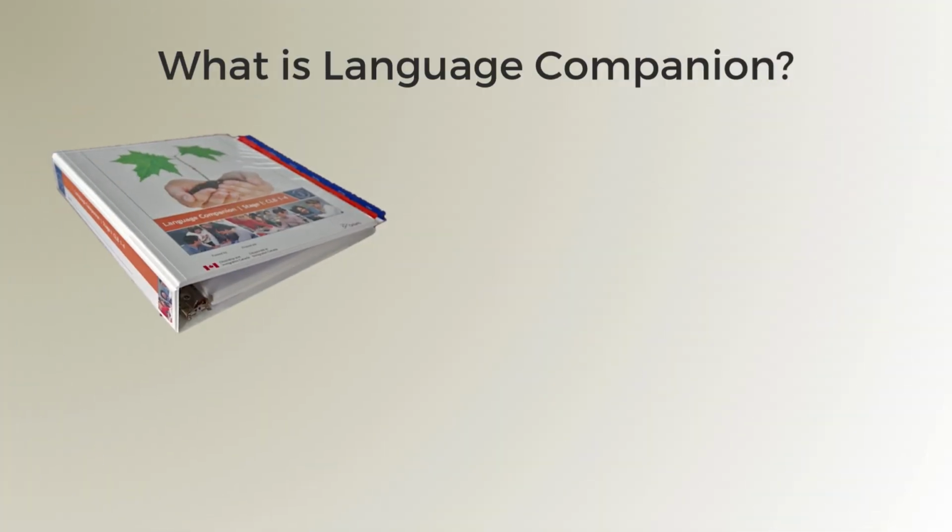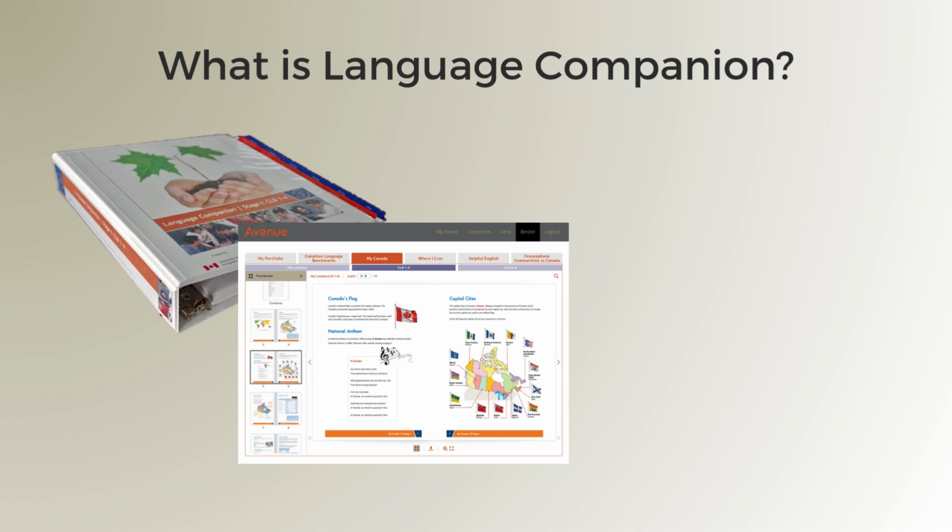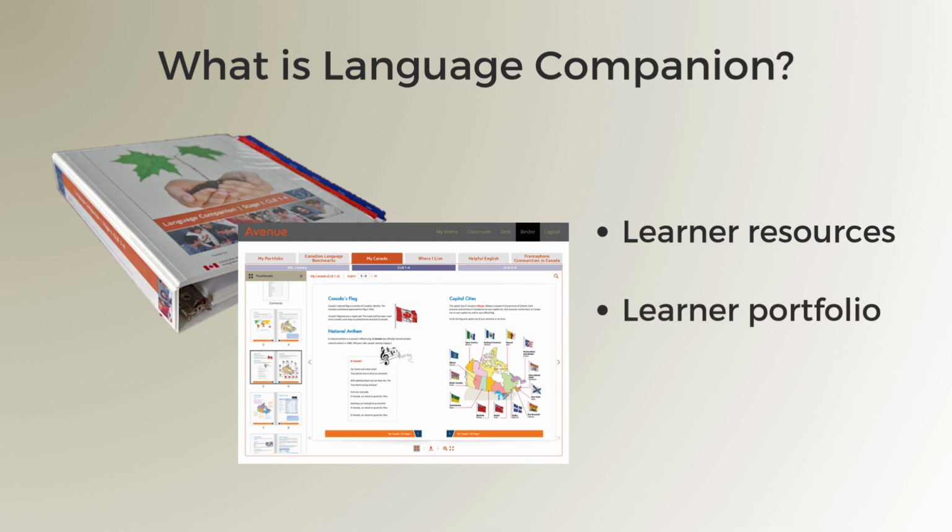What is Language Companion? Language Companion, commonly known as Binder, is a resource that consists of two main parts: a collection of learner resources for supporting language learning, and a learner portfolio for collecting and managing PBLA artifacts. This video will address the learner resources included in Language Companion.